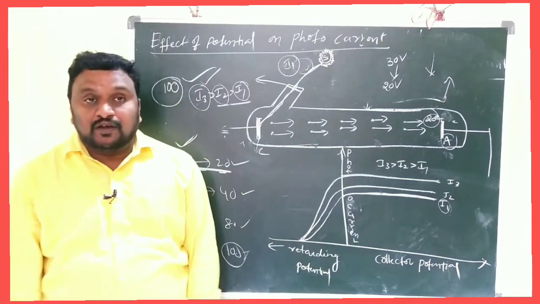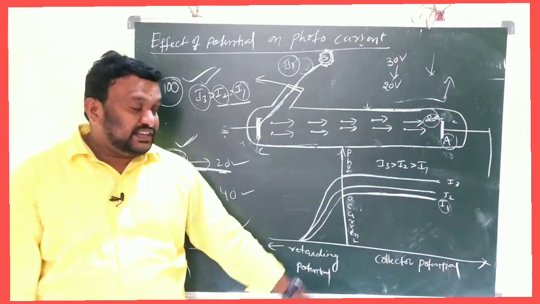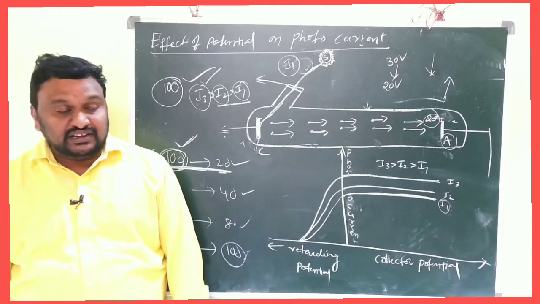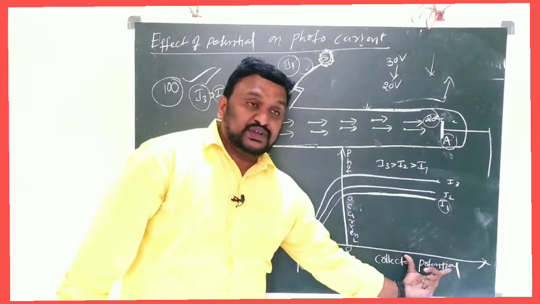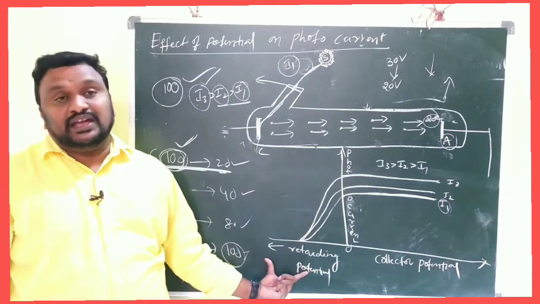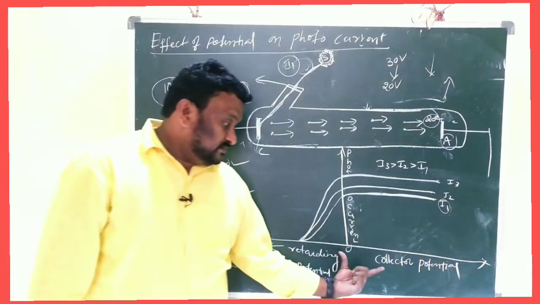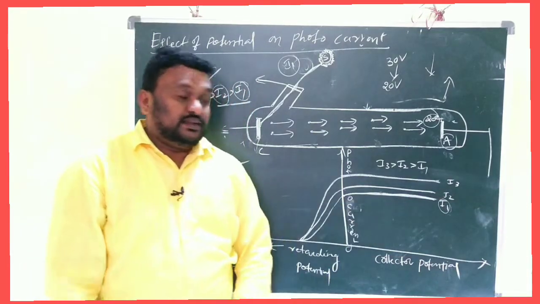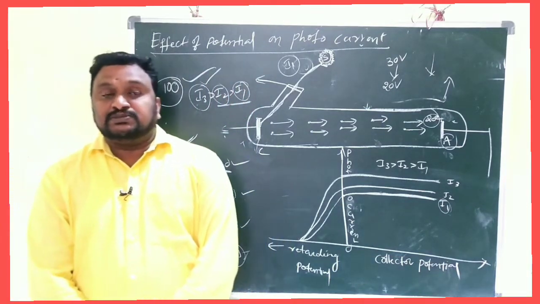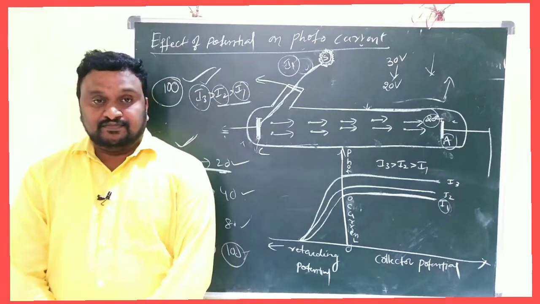If you plot the graph between potential and current, this is the origin, this is the positive x-axis and this is the negative x-axis. Here understand very clearly, I1, I2, I3 are different intensities of light, and they correspond to different photoelectric currents.